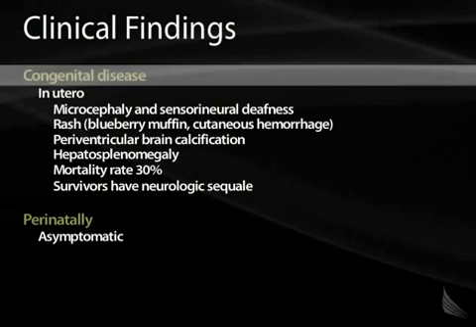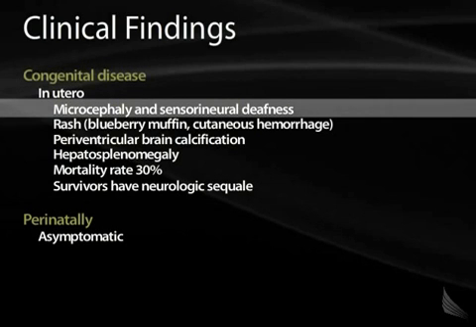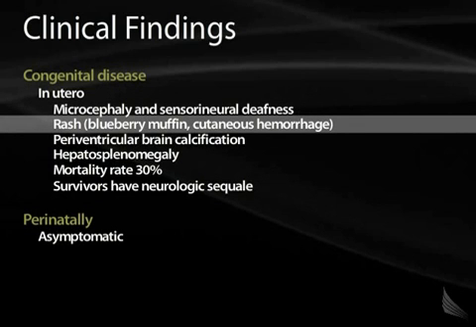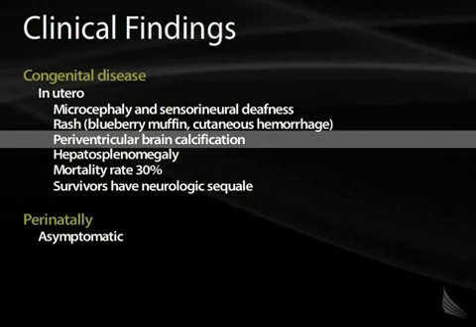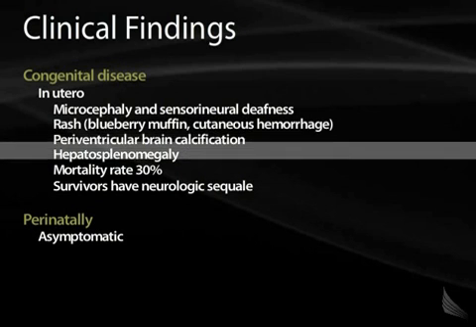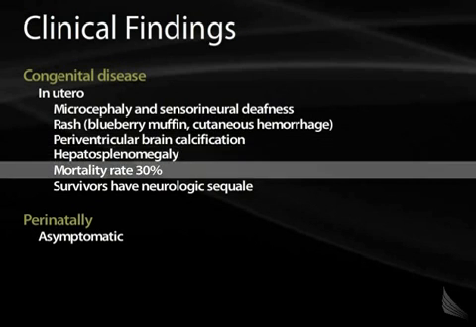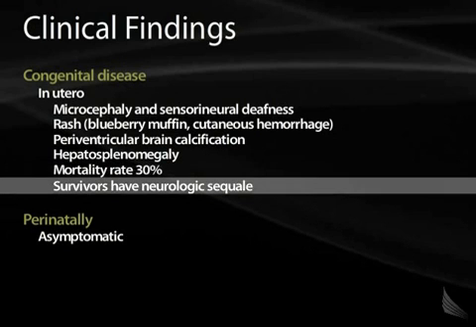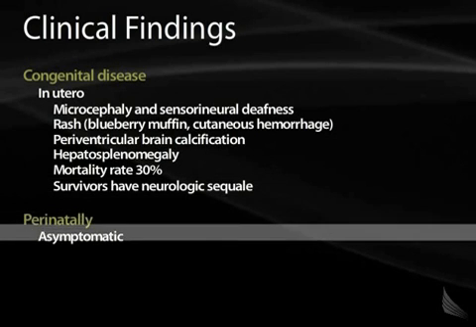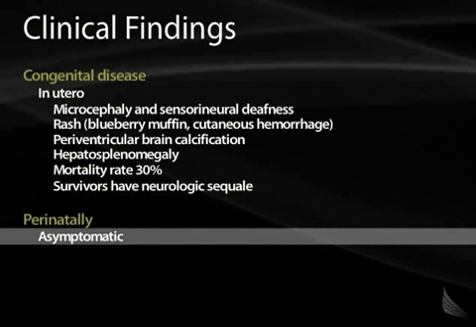Clinical findings of congenital CMV disease include microcephaly and sensorineural deafness. They often have what's called a blueberry muffin cutaneous rash, and it's due to hemorrhages. You can have periventricular brain calcifications, hepatosplenomegaly, and it's very, very dangerous. You can have a 30% mortality rate. Even the survivors often have neurologic sequelae. Perinatally, the infection is usually asymptomatic.